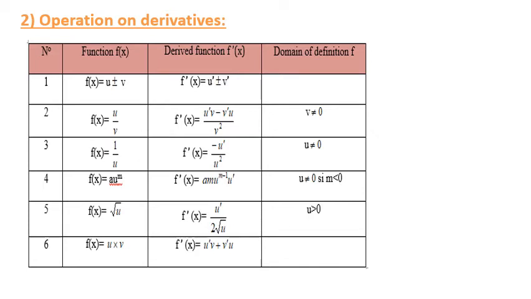The derivative of 1 over u is minus u prime over u squared, with u not equal to 0. The derivative of the function a u power m, where u is a function in terms of x, is a m u power m minus 1 multiplied by u prime, and u not equal to 0 if m is negative. The derivative of radical u is u prime over 2 radical u, with u greater than 0. The derivative of u dot v is u prime v plus v prime u, where u and v are two functions in terms of x.